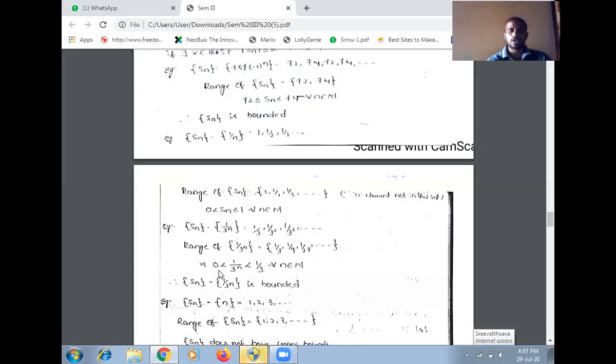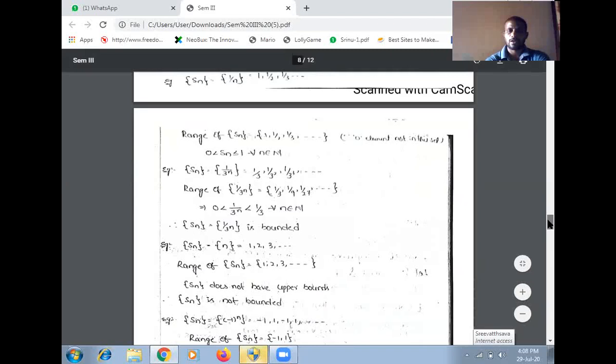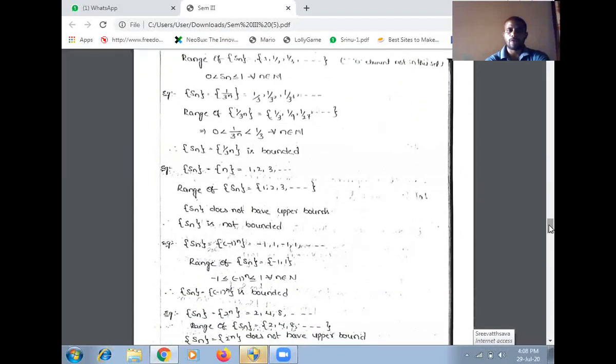So 0 is less than 1 by 3 to the power of n, which is less than or equal to 1 by 3, for all n belonging to N. That's why Sn equal to 1 by 3 to the power of n is a bounded set. We are getting the infimum and supremum values here.